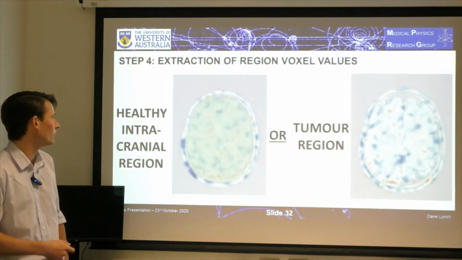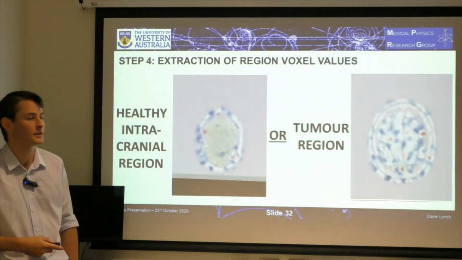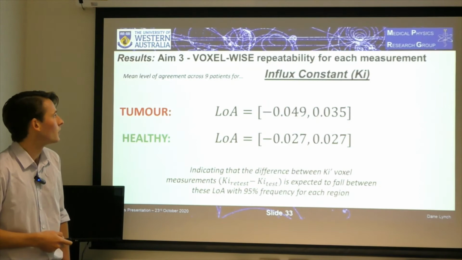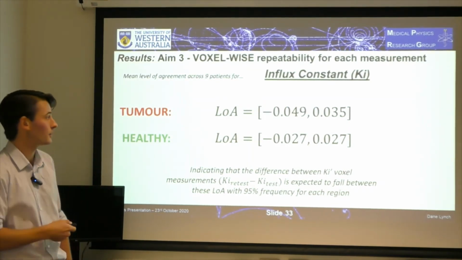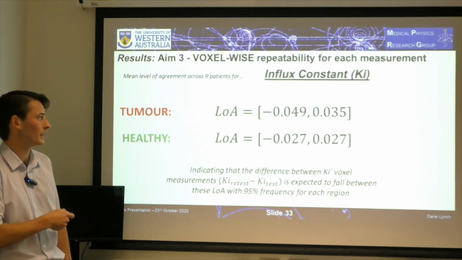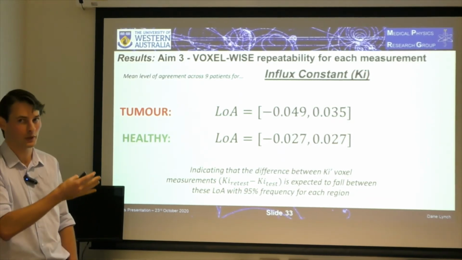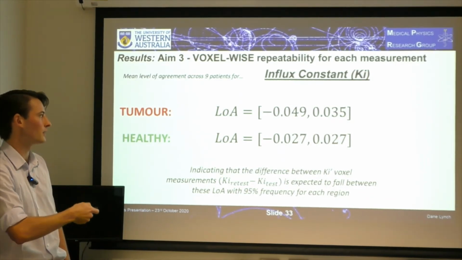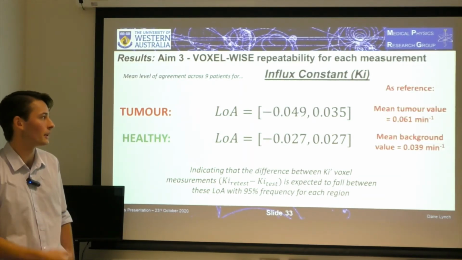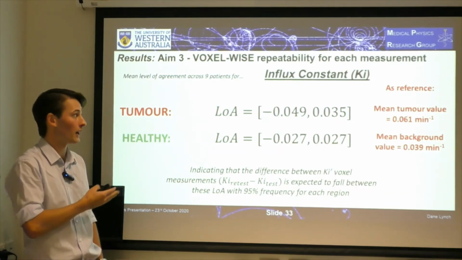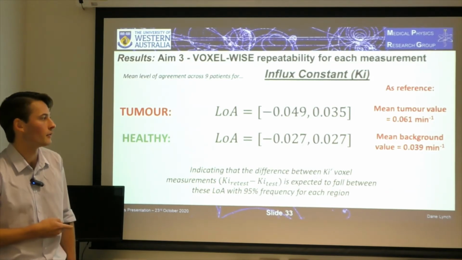The fourth step was to then extract the voxels which we're interested in, either the healthy regions or the tumour regions, depending on which mask we use. So this was the voxel-wise repeatability for the influx constant across all 9 patients, shown by this level of agreement here, where these levels of agreement are not ratios but differences. So we expect the difference between retest and test to fall between these values here, where the healthier region was shown to have a lot narrower level of agreement as compared to the tumour region. For reference, the mean tumour value was 0.061 per minute, and the mean background value was 0.04.